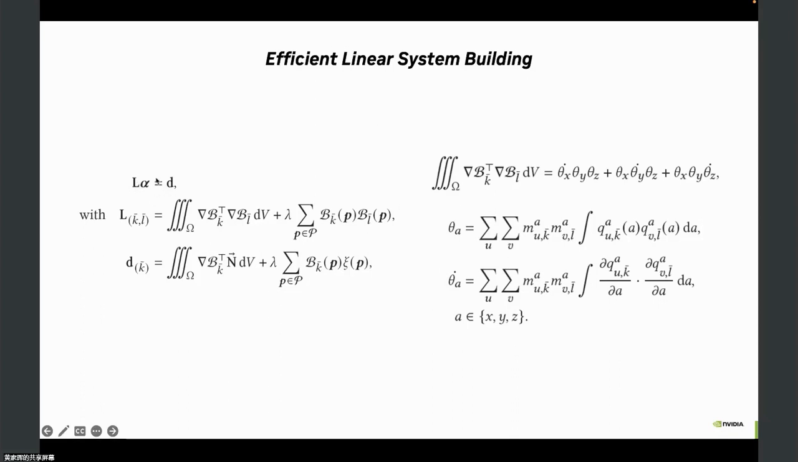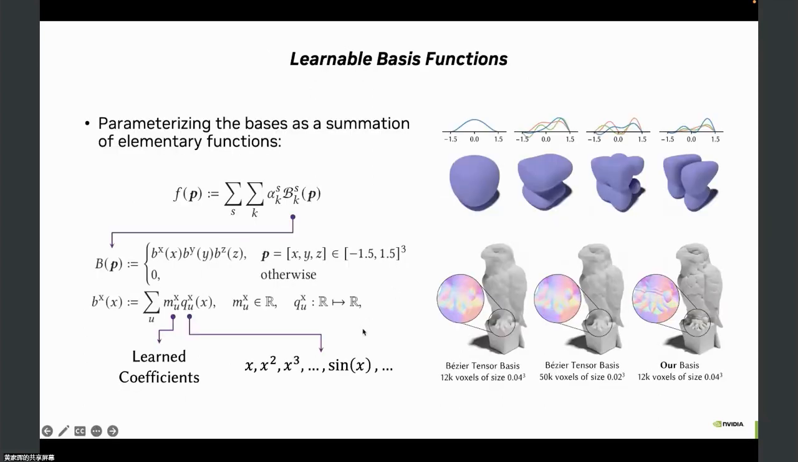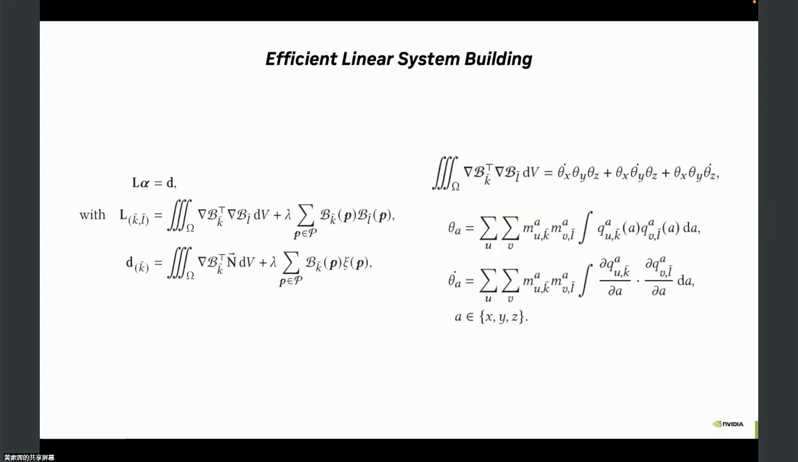So given this L alpha equals D, you could construct the left-hand side and right-hand side in a very efficient manner, because your basis function is just a summation of elementary functions, and the integrals over these elementary functions could be pre-computed. So all you need to do is to incorporate the learned coefficients, which are inferred by a neural network, which I will introduce later. It's actually quite easy, just a linear combination of different integrals. So it's quite easy to build.